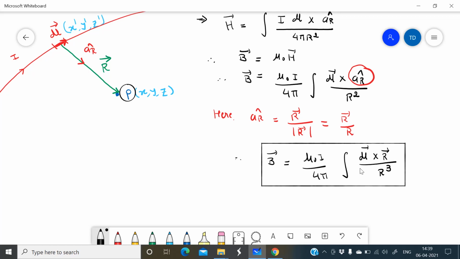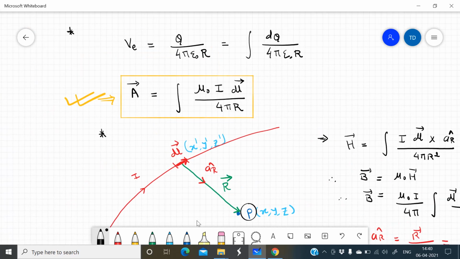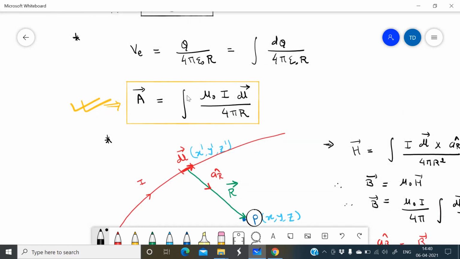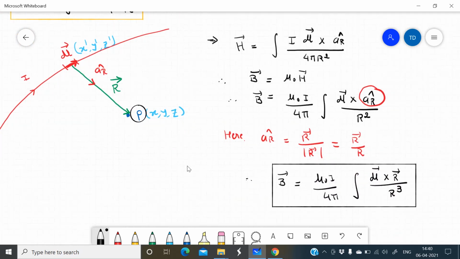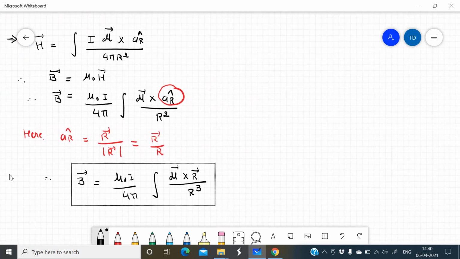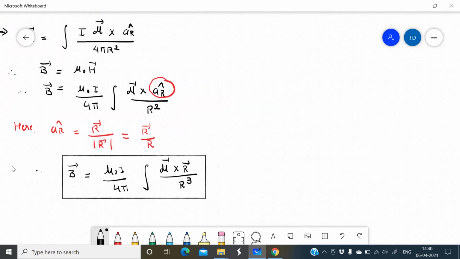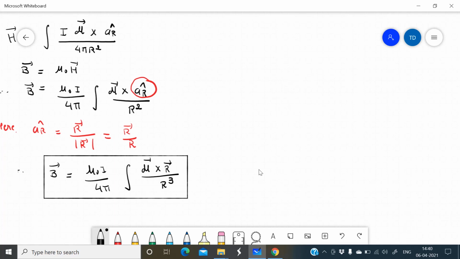What is our main goal? Our main goal is to find the equation A equals integration of mu 0 I dl upon 4 pi r. I will use Biot-Savart's law for this case. Now we have to proceed. So here, what is the r vector?